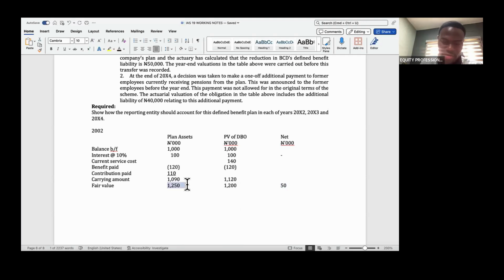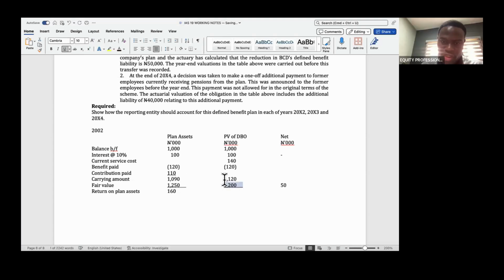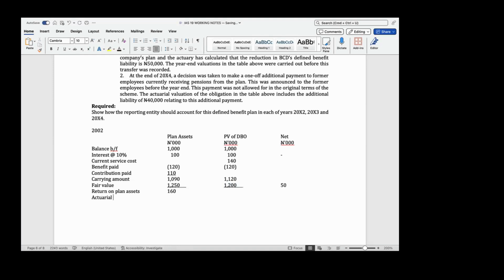So let's get the difference between the two. For the asset first, this one is higher. The fair value is higher than the book value, which is a gain, so we call that return on plan assets. So what's the difference? 160. For this one, the obligation is also higher than the book value. Is that an actuarial loss or an actuarial gain? Actuarial loss.